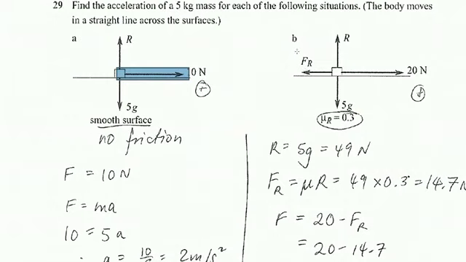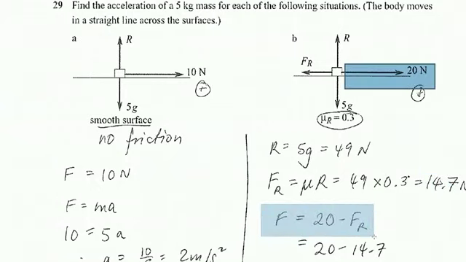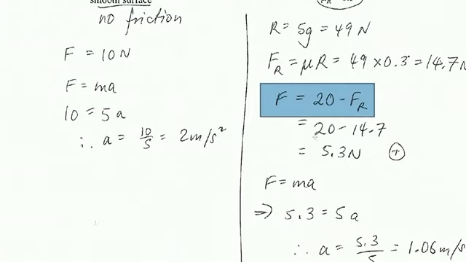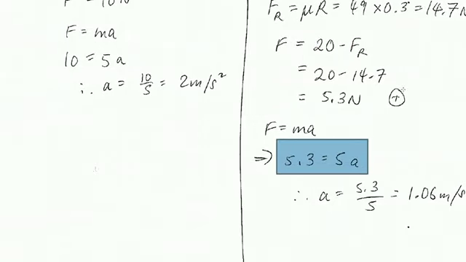This one, you've got a friction force. Remember that friction force is R, which in this case is 5g, times mu, which is our coefficient of friction. So F of R here is 5g, which I found to be 49, times 0.3, which gives me 14.7. So 14.7 is the friction force going backwards, opposite the direction of motion, which is 20. So the net force is 20 minus the friction of 14.7, so 5.3 newtons in the direction of motion. And with F equals ma, you put in the F, you put in the 5 for the mass, and then you find a, and it's 1.06 meters per second squared.